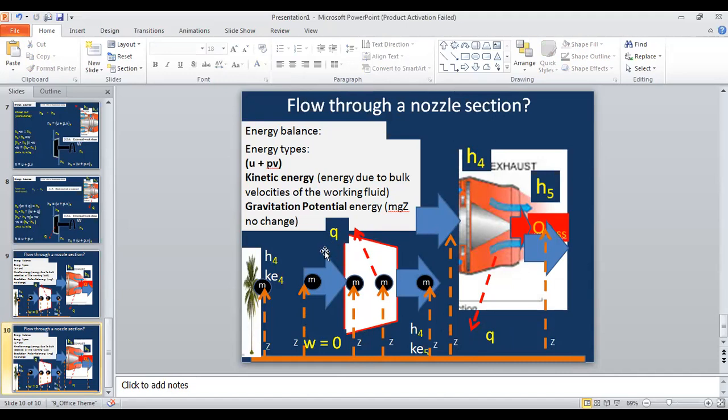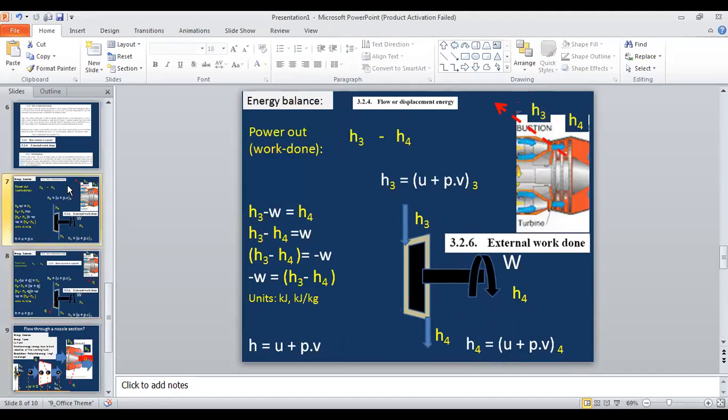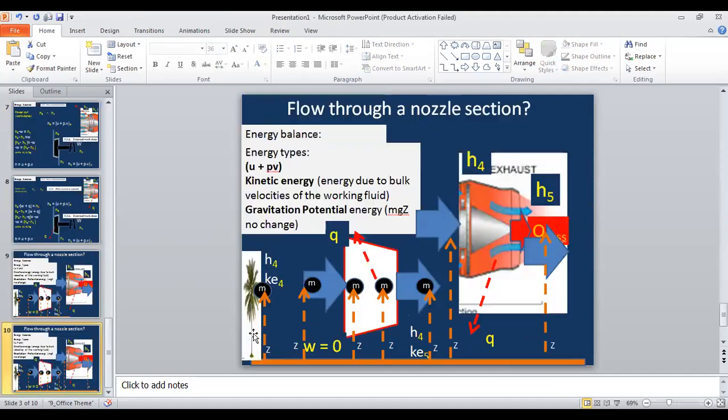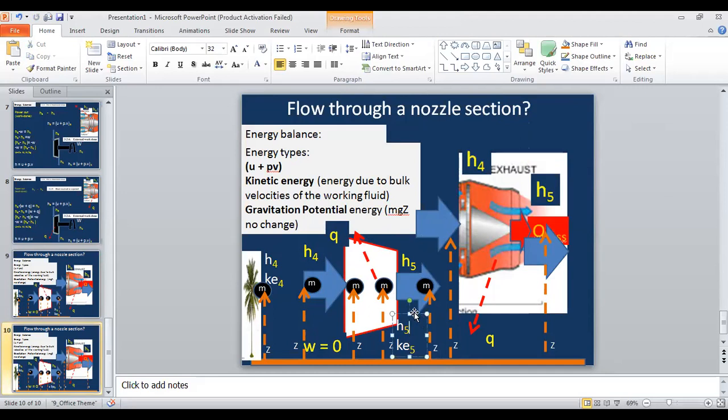But for this case, 4 and 5. So after this, I will give you a break. 4 and 5. This is H5, K5. Take this out. Okay, it's okay.